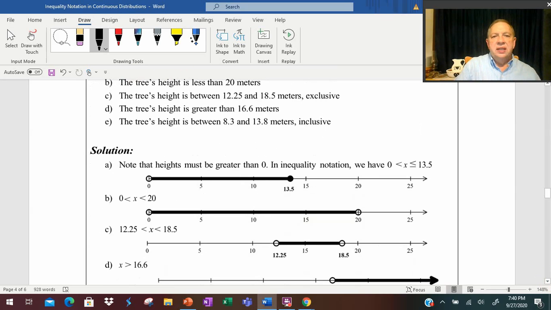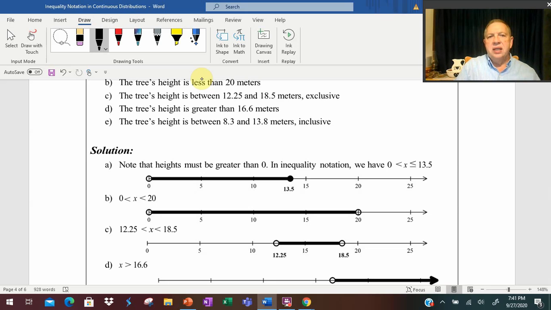The tree's height is less than 20 meters. Here's the 20. We're going to do the same thing. We're going to consider the height being greater than 0, x being greater than 0, but less than 20, so it cannot be 20 meters in this, and there's the notation that we're going to be including. Open circle for 20, because we cannot include that 20.